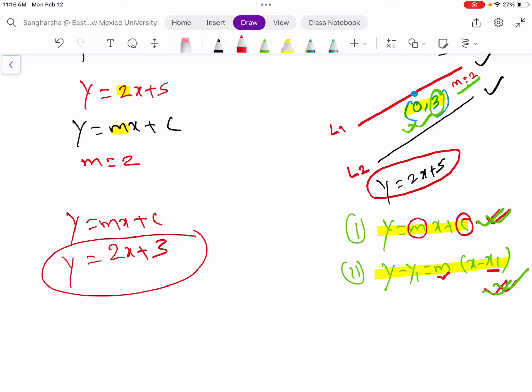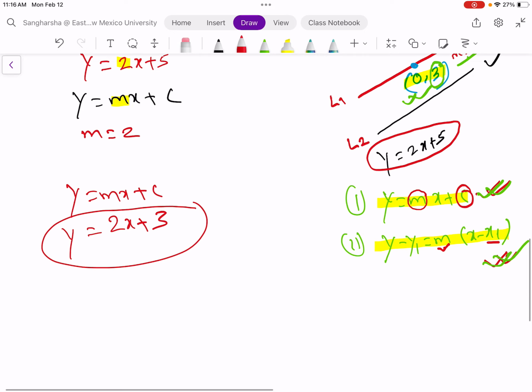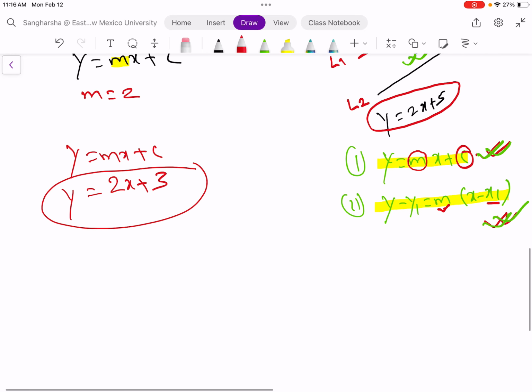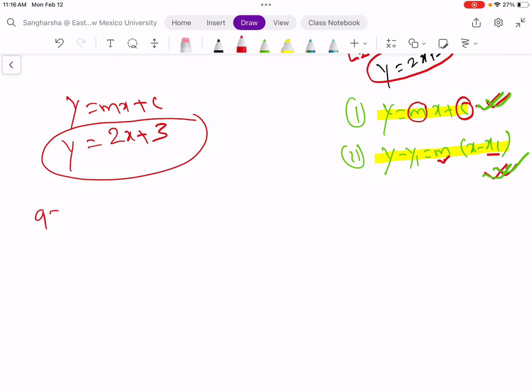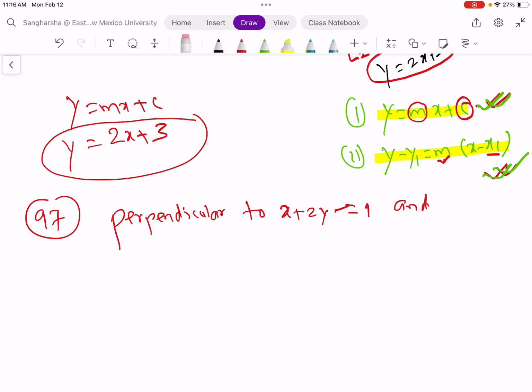Now let's do one more with a perpendicular line. This is number 97. In 97, we need to find the equation of a line perpendicular to 2x plus 2y equals 1 and passes through 2, 1.